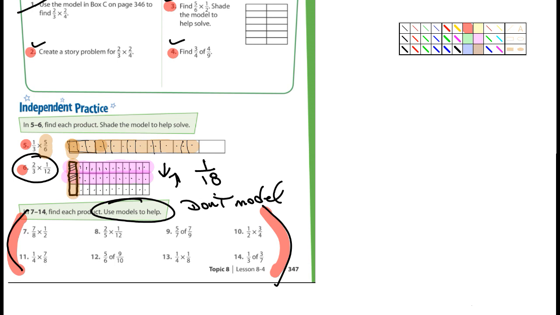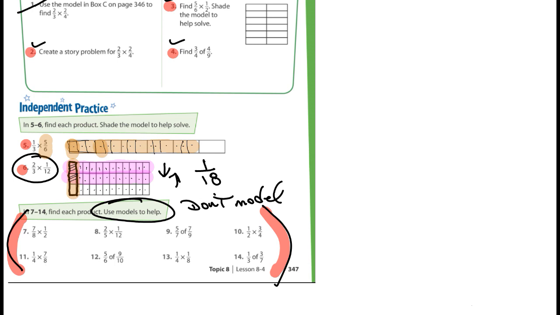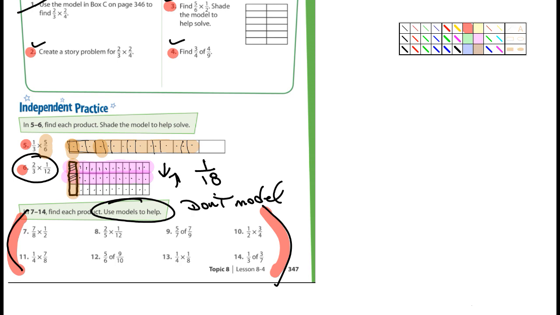And 1/3 times 5/6, that's 5 over 18. Okay. So this is 5 over 18. Right? I had a couple students ask me about that.